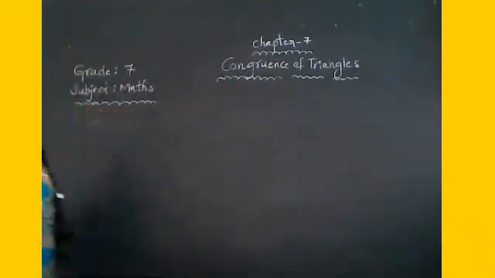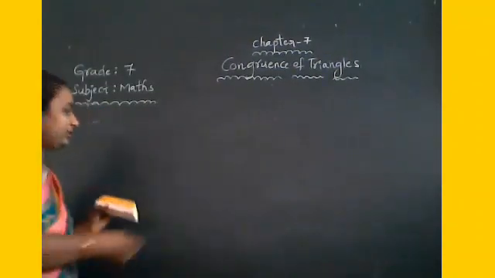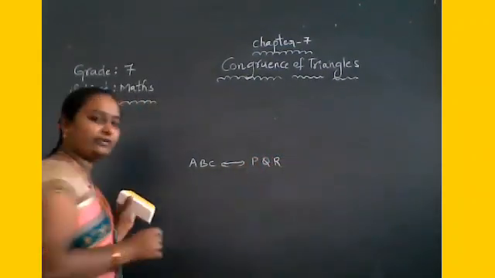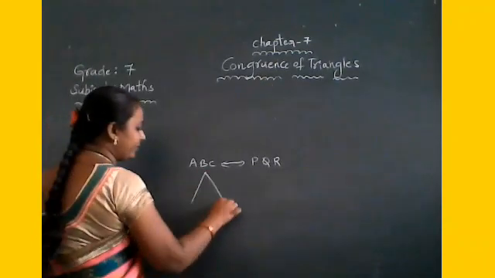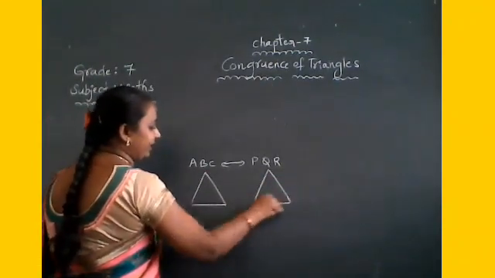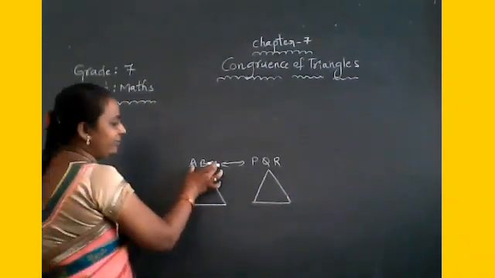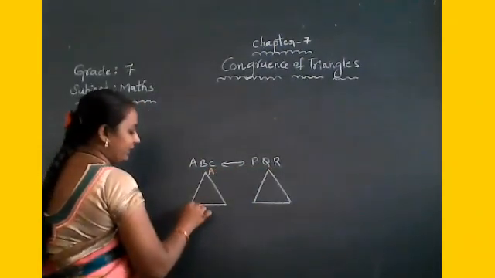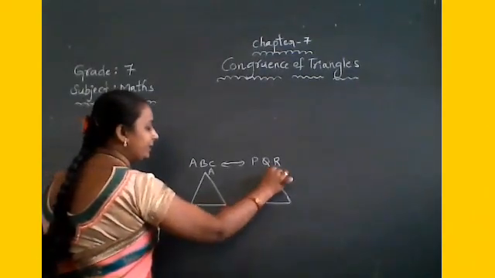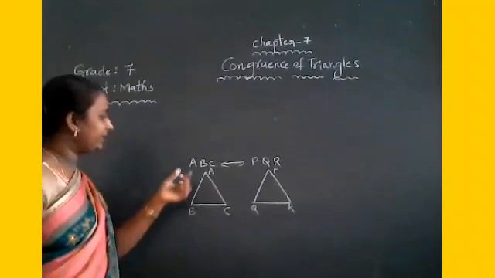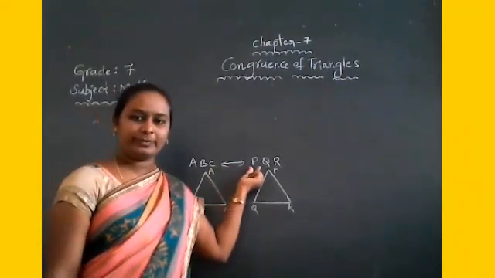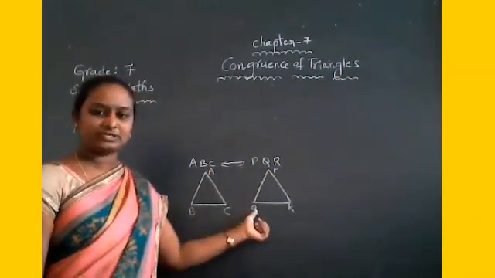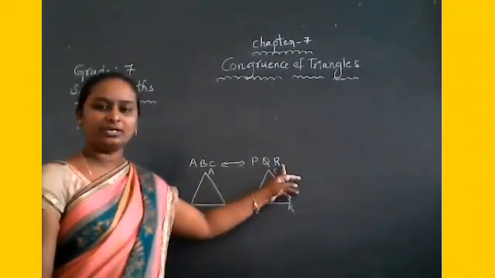So here ABC corresponds to PQR. So we have to first draw the triangles, ABC triangle and PQR triangle. Here what he said, ABC triangle corresponds to PQR. So that means you have to give the name first ABC. Here PQR. Why? So here, observe A corresponds to P. So that's why I have taken P here. So here B corresponds to Q. And here C corresponds to R.